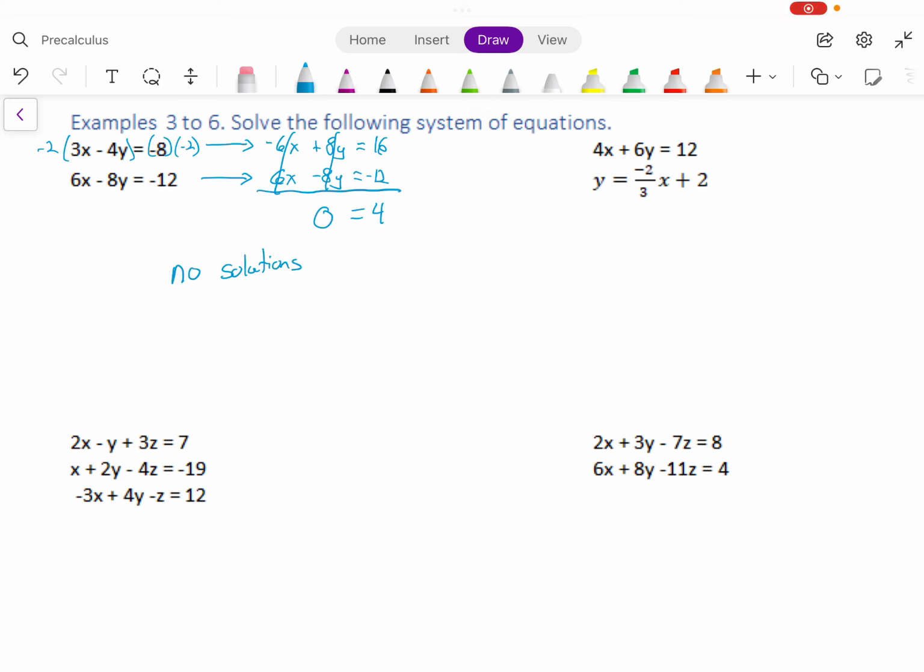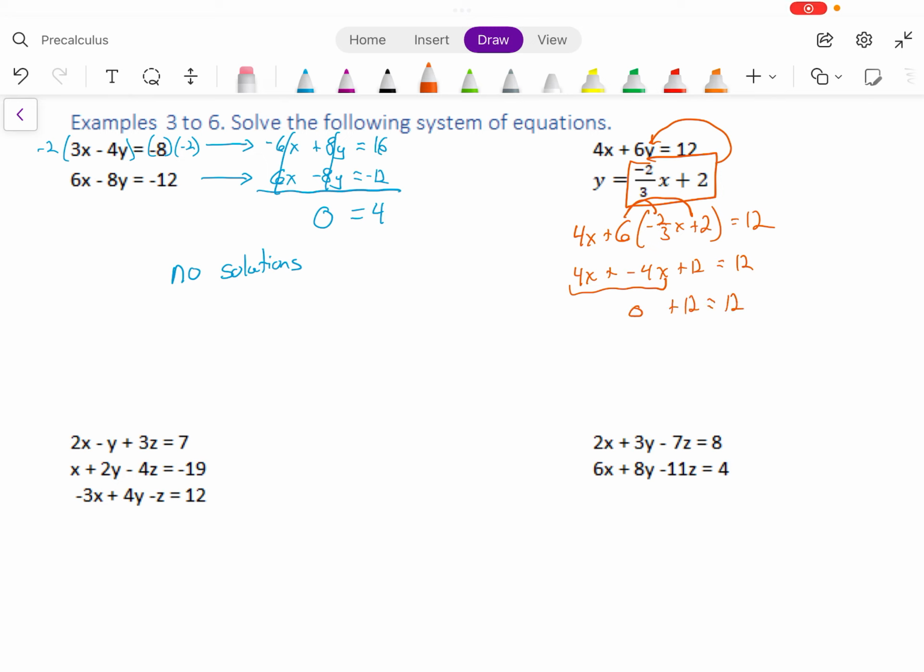Next one, this one looks like it's set up nicely for substitution, so let's go ahead and do substitution. It's already solved for y, so let's plug this in for y, which gives us 4x plus 6 times y, which is -2/3 x plus 3, plus 2, equals 12. We will distribute. So when we distribute, we get -4x, 2/3 of 6 is 4, plus 12 equals 12. We go to solve. Well, these are like terms, so this is 0 plus 12 equals 12.